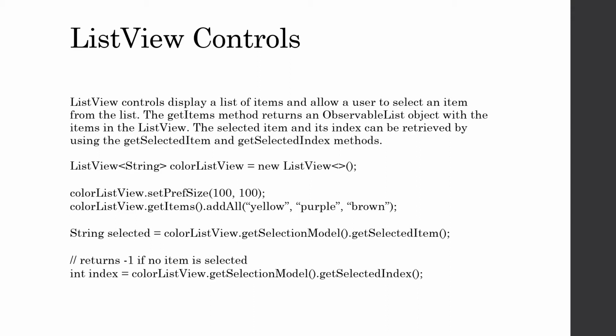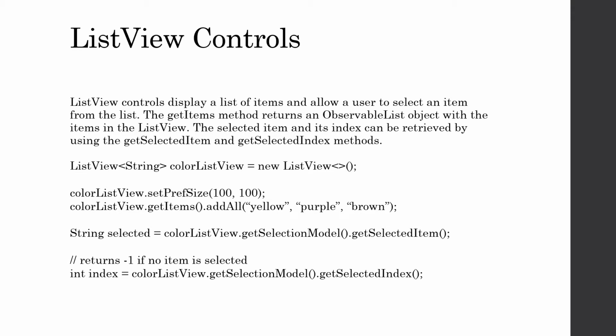Okay, so now we're going to get into the ListView control. ListViews are going to be used to display a list of items and then allow the user to select an item from that list. The getItems method is going to return an observable list object with the items in the list view. We can then select an item and also its index. So we'll be able to retrieve both of these using the getSelectedItem and the getSelectedIndex methods.